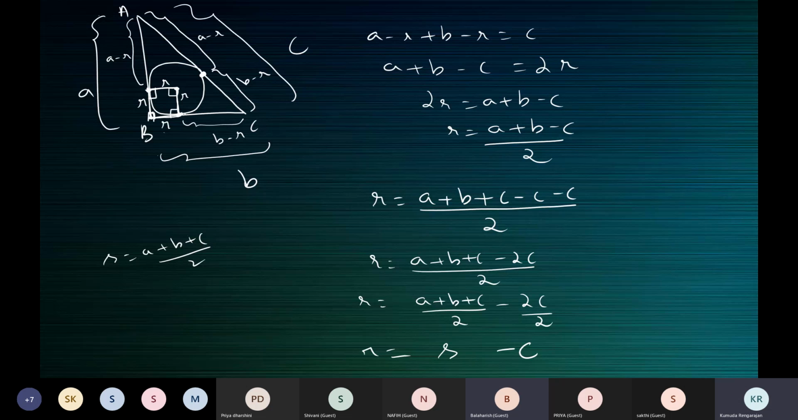So this is the inradius in a right triangle. The inradius of the incircle of a right triangle is equal to the sum of the legs minus hypotenuse by 2, or semi-perimeter minus hypotenuse. Please write down this derivation.